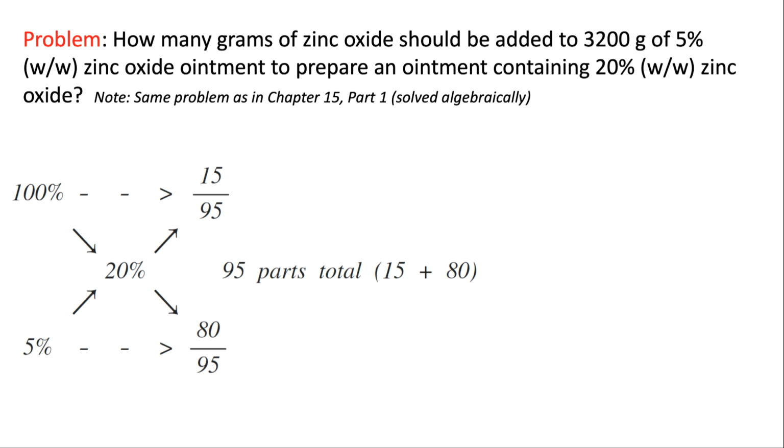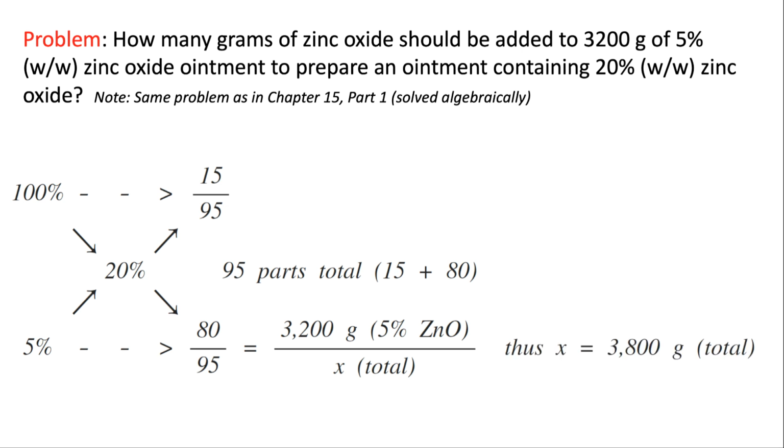Okay. Now, the way we can go from here is what we're starting with is 3,200 grams of the 5% or the low strength ointment. So let's start down below there and set our 80 parts of the 5% over the 95 parts total equal to 3,200 grams of the 5% zinc oxide over X. Now, if we solve for X by cross-multiplying and dividing, we see that X is equal to 3,800 grams.